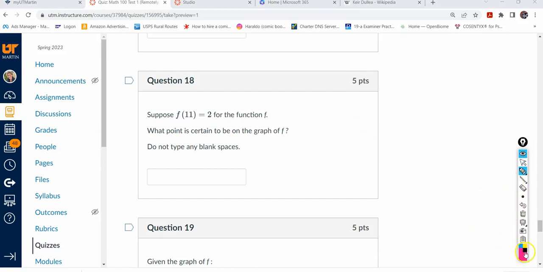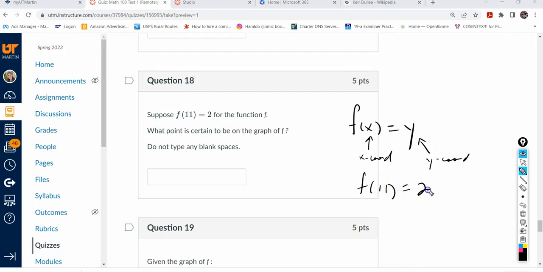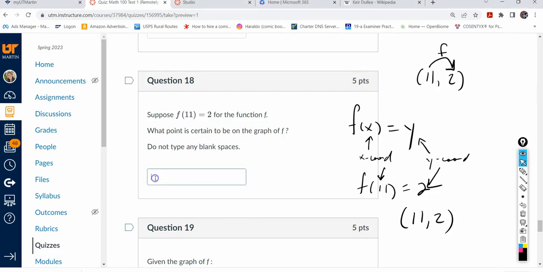Again, f of x is equal to y, and that's the x coordinate, and that's the y coordinate. So if f of 11 is equal to 2, then the point you know for sure is on the graph is the point 11 comma 2. Similarly, if 11 comma 2 is on the graph, then f evaluated at the x coordinate is equal to the y coordinate. So we want to put in here 11 comma 2. No spaces, no blank spaces.